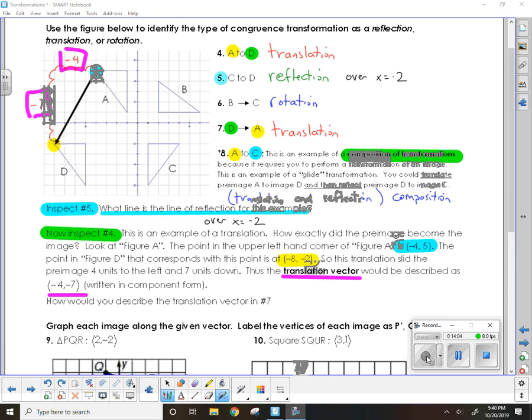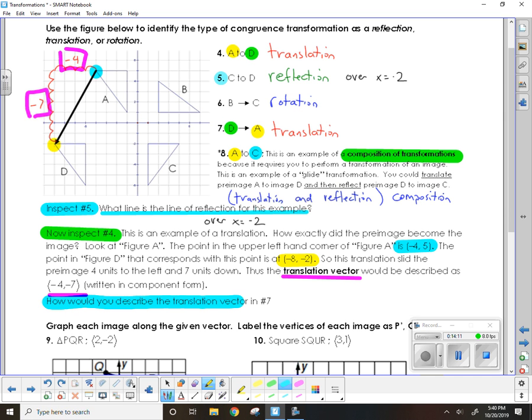All right, I want you to take a second and answer this question before we move on. So how would you describe the translation vector in number 7? And if you go back up here, number 7 was going from D back to A. So take a second and do that. Pause it. I'm going to stop for about 5 seconds to give you a chance to think about it. And then when you think you have an answer, unpause it and see.